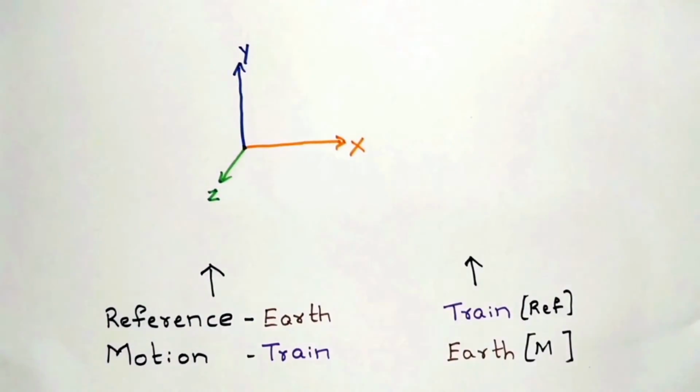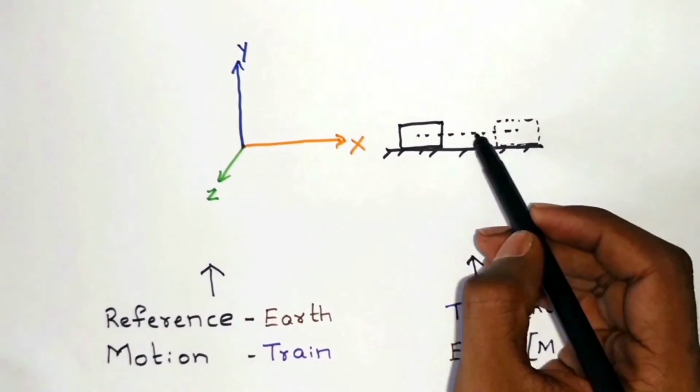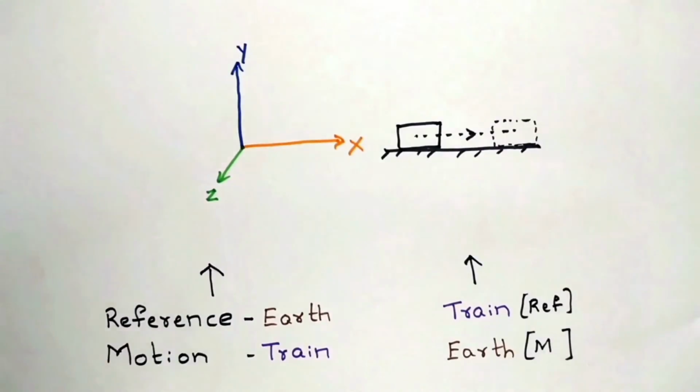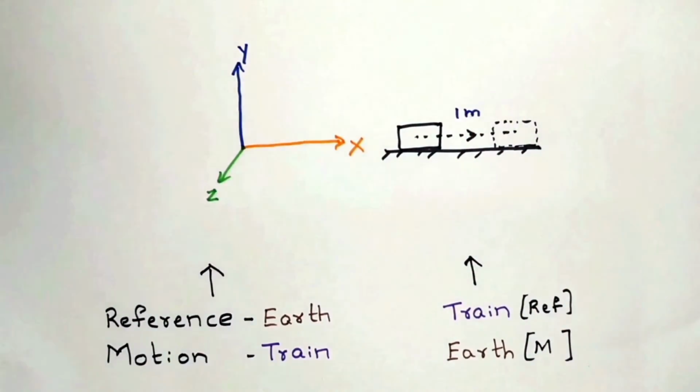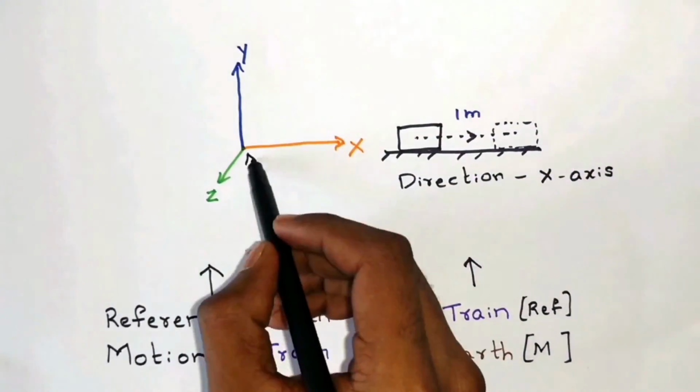So how to represent a motion? Consider a body is in one-dimensional motion and it is moved 1 meter. Then its motion will be completely defined only after defining its direction, which is x-axis, and frame of reference A.